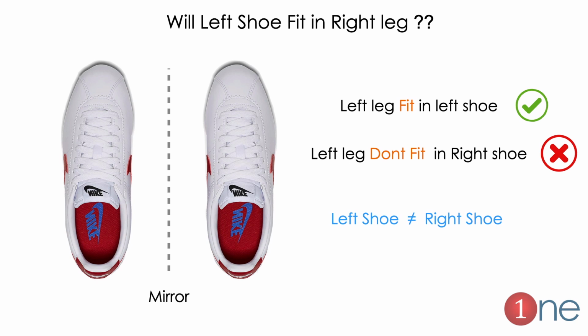Even though both look the same, both are mirror images of each other. So now we know the left shoe is not equal to the right shoe. In chemistry, molecules also behave the same. Even though the molecules look similar, stereochemically they will look different. We will see that.